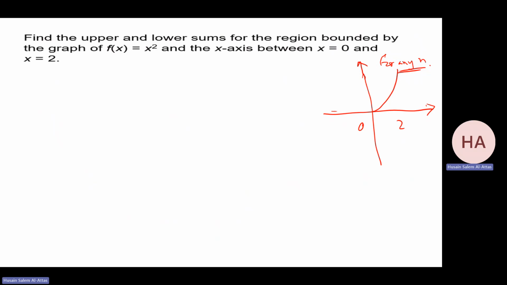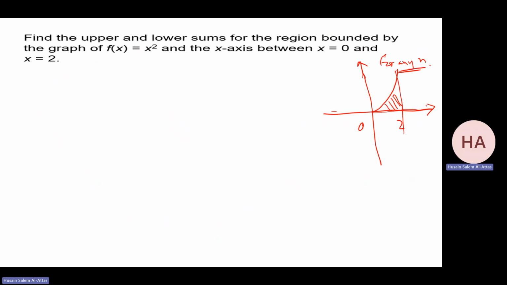The graph bounded by the graph of y equal x square and the x-axis, and the lines x equals 0, x equals 2. So I'm looking at this interval, this area. This is what I want to approximate, using the lower sum and the upper sum.